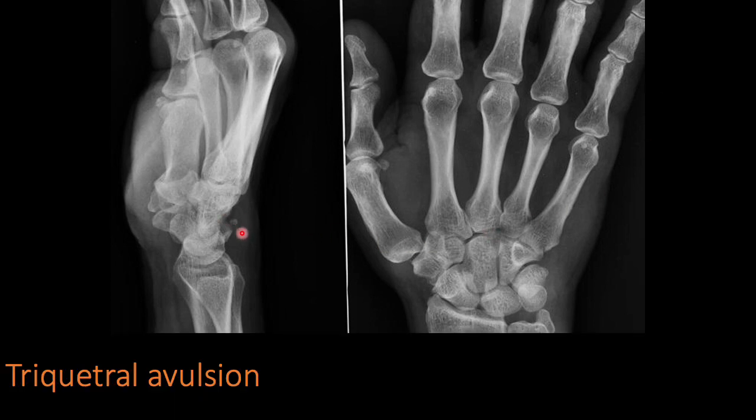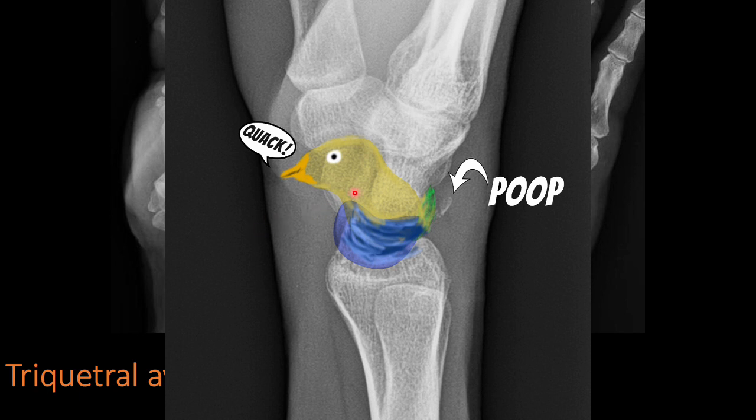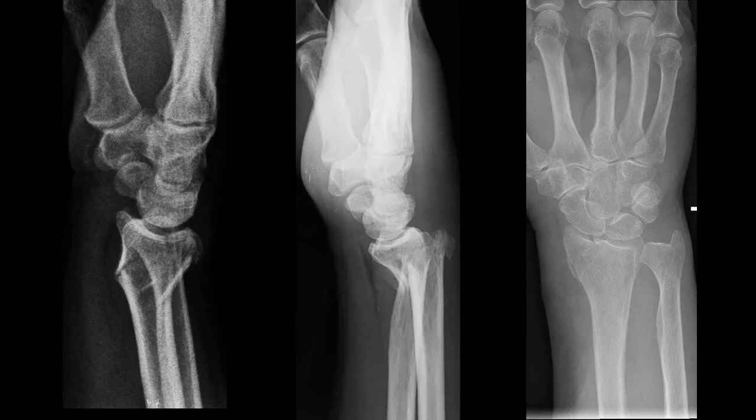This is a triquetral avulsion fracture. This is also known as the pooping duck sign, where the scaphoid is the head and neck of the duck, the lunate is the body of the duck, and the poop part is the avulsed triquetral fracture. So let's look at these fractures and their eponyms.